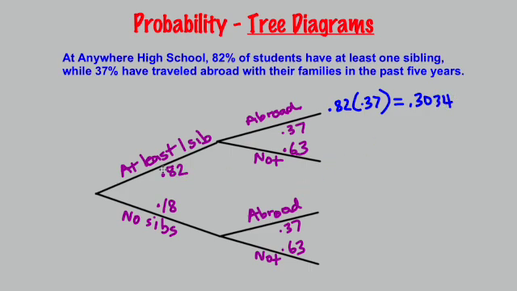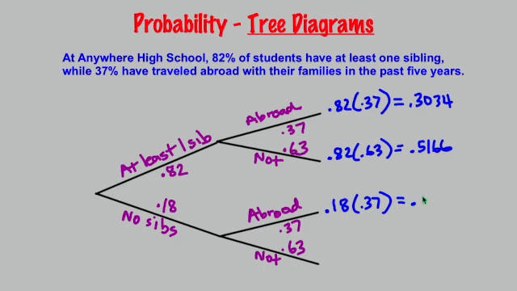Likewise here, I'm going to take the original branch and this branch and multiply them together. So 0.82 times 0.63. And when you do that, you should get 0.5166. And down here, I'm going to take 0.18 times 0.37. And once again, you don't necessarily have to show your work like I've done right along here, but it's good to do that. That way you know where the numbers are all coming from.